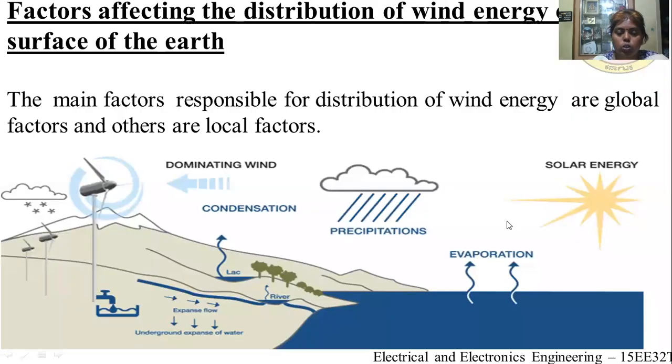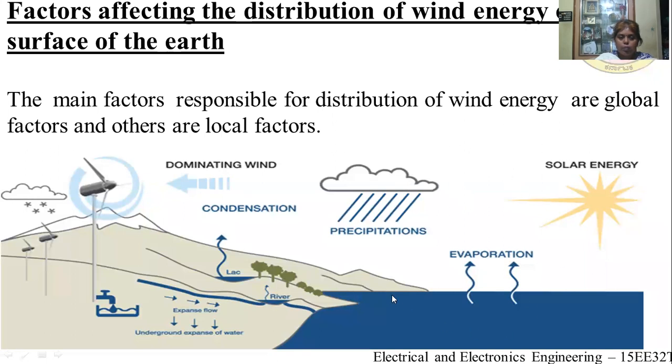So this is a picture which shows the surface of the earth which affects the wind energy, that is river or solar energy. So because of the solar energy, the generation of the global and the local winds are responsible for the total wind energy in the atmosphere.